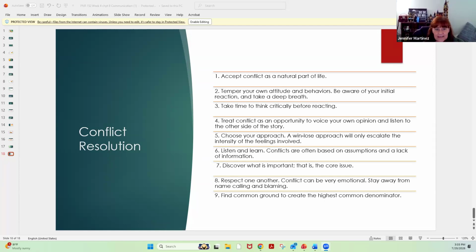So remember, again, it's how we react initially. And discover what's important. What's the core issue? And again, a lot of times it's just making sure that you have the information and not making assumptions.